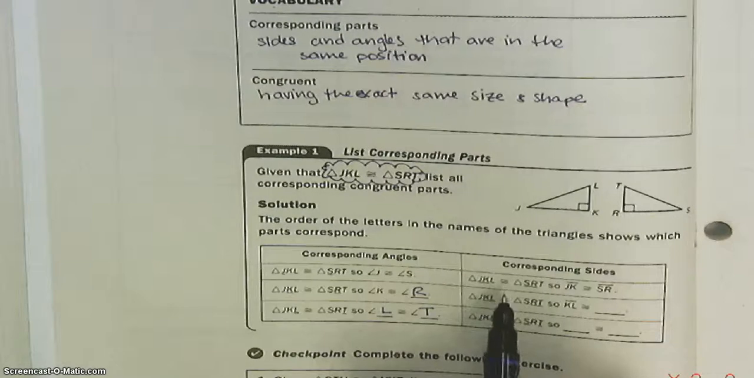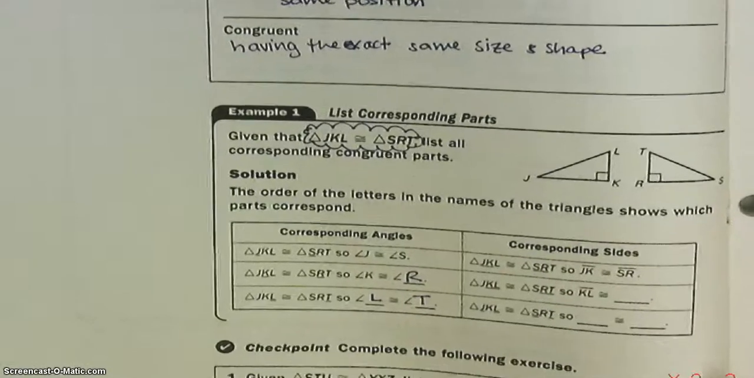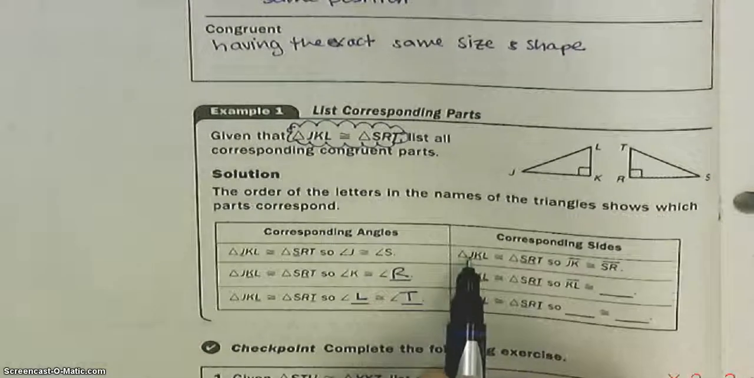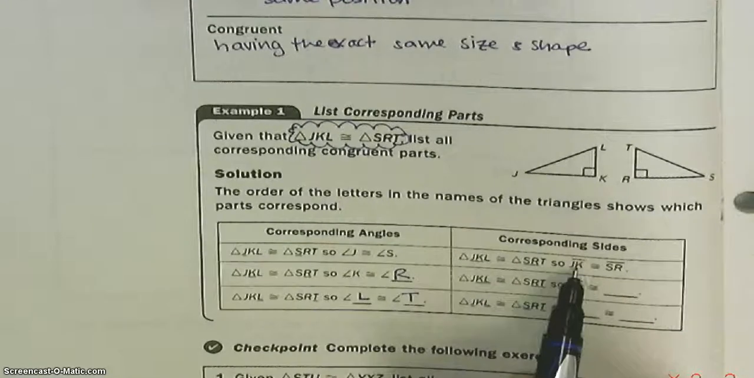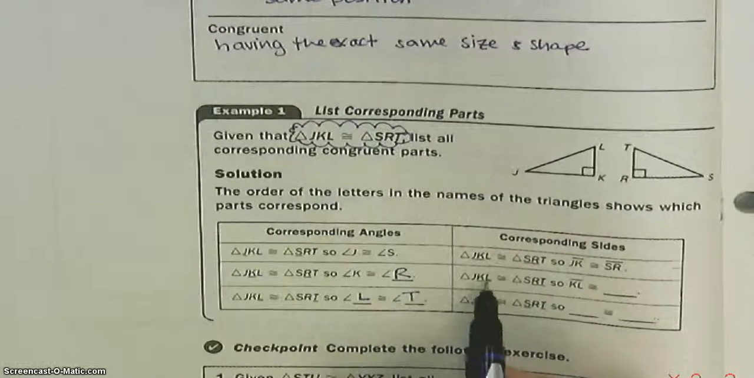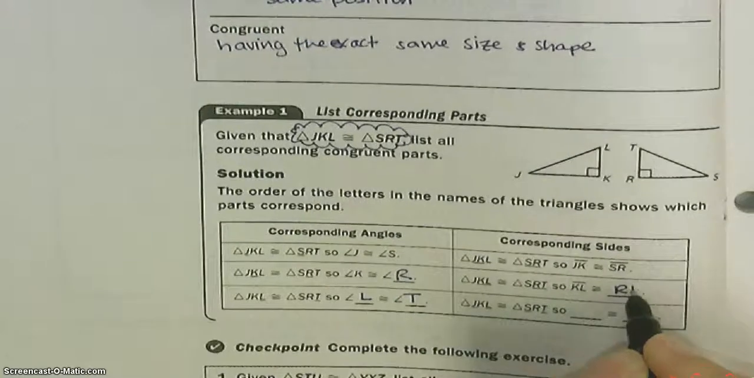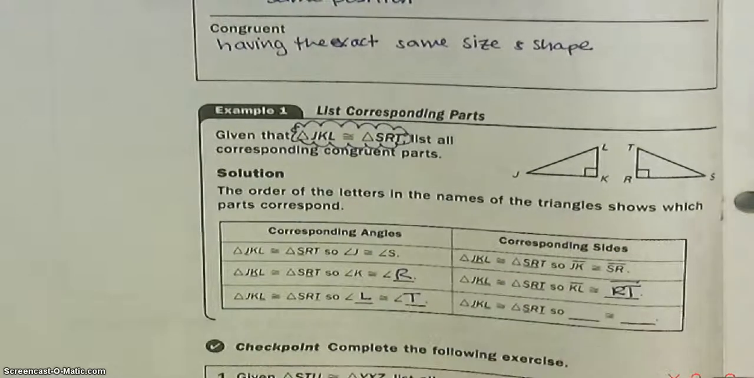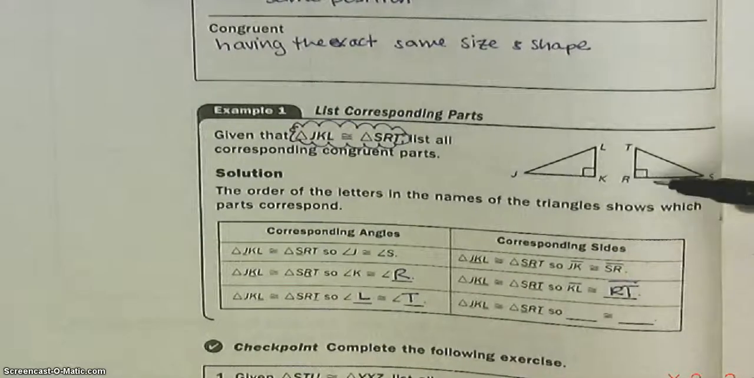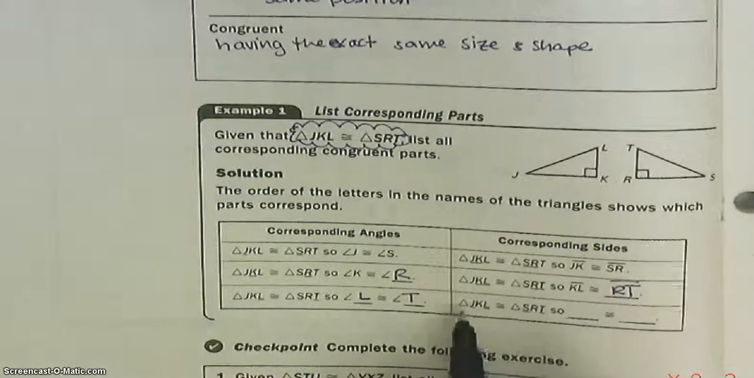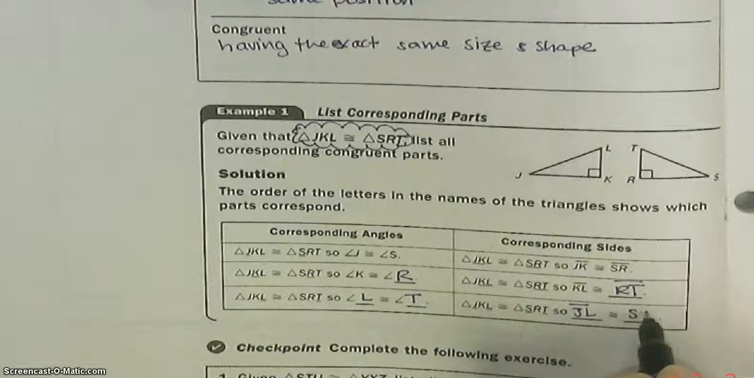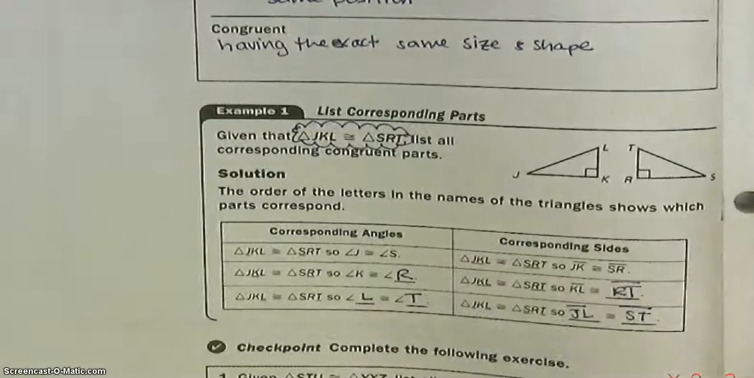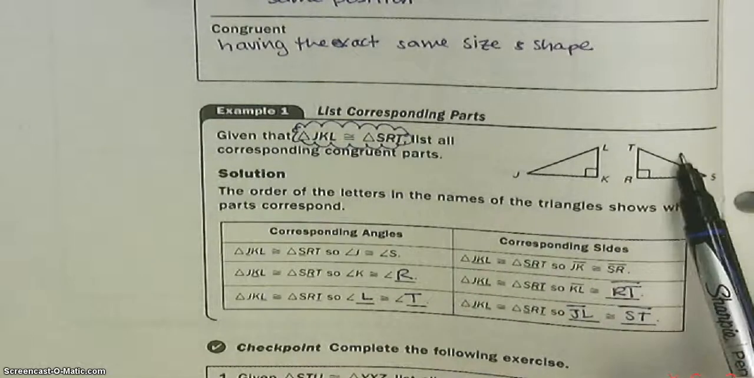Similarly, we can do this with sides. I'm going to zoom in a little bit more for you. See, side JK is in the same position. It's corresponding to SR, JK and SR. KL is in the same spot as RT. And you can see that up here, KL and RT. And JL is in the same position as ST. They are corresponding and congruent, JL and ST.